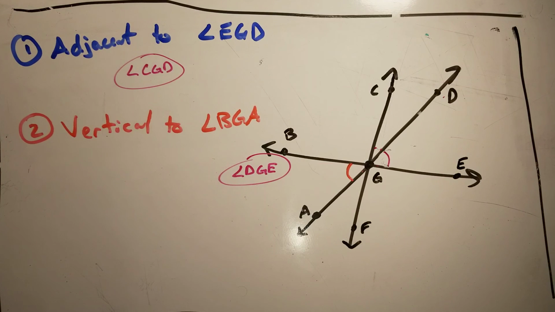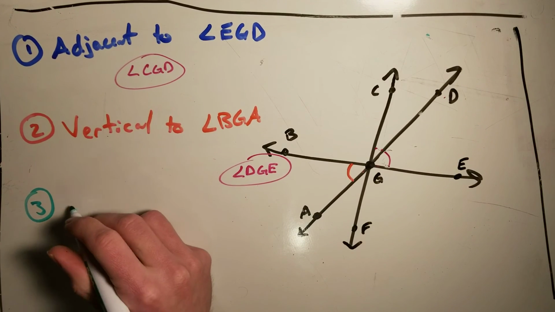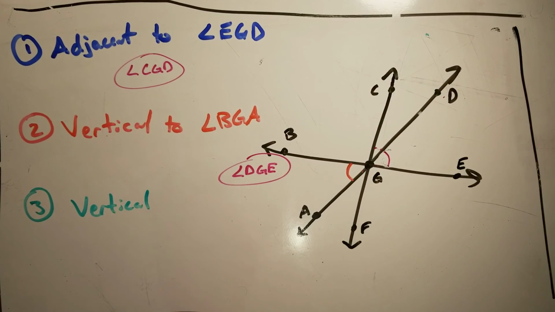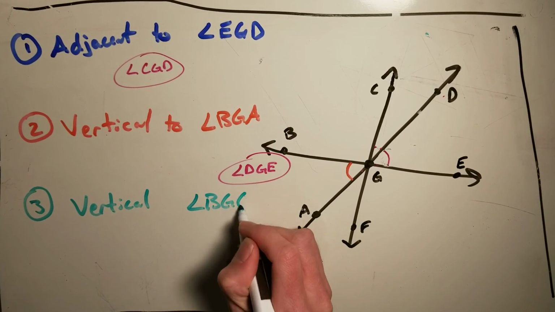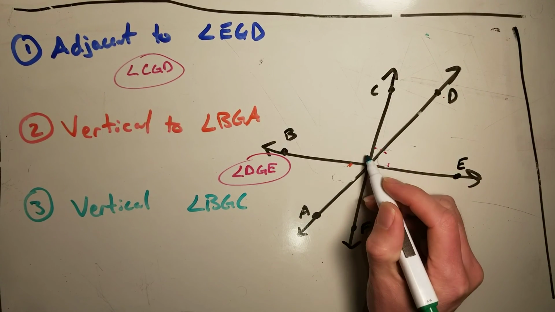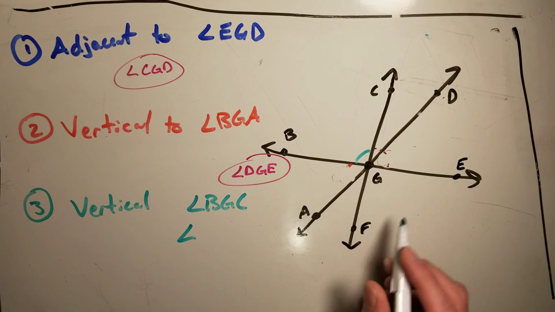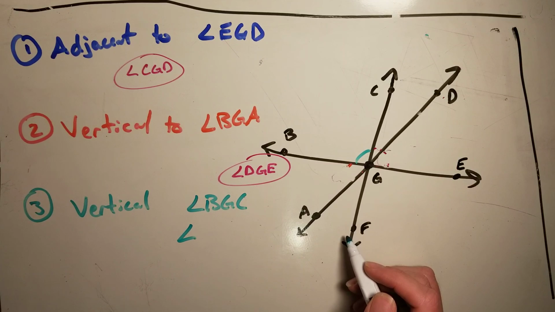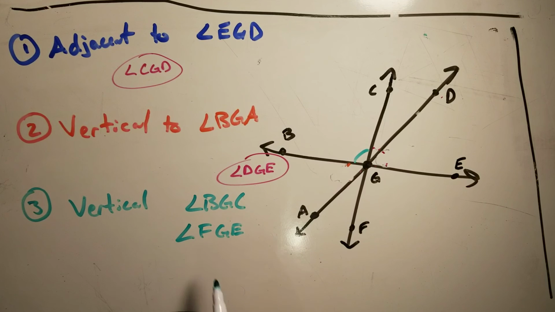Alright, so go ahead and try 3 and 4 on your own. You can pause the video if you'd like, give it a shot. Number 3, I'll just write your answers here. You're looking for the angle that's vertical to angle BGC. So the angle that's vertical to BGC, out of your options, your answer should be EGF. I think they list it as FGE though. FGE, that would be your vertical angle. So this would be your winner.